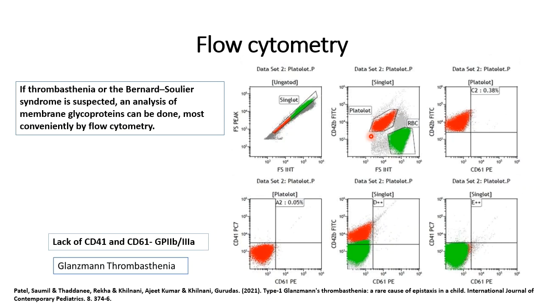Now, if you look at the expression of CD41 and CD61 in this platelet population, you can see that there are no cells in the double positive region, no cells in the CD41 positive region or in the CD61 positive region, which means that these platelets are double negative for CD41 as well as CD61. So there is a lack of the GP2B3A receptor, and the diagnosis here would be Glanzmann's thrombasthenia.